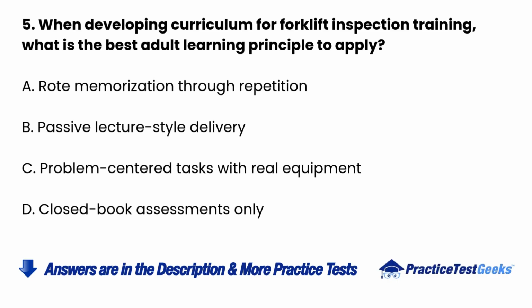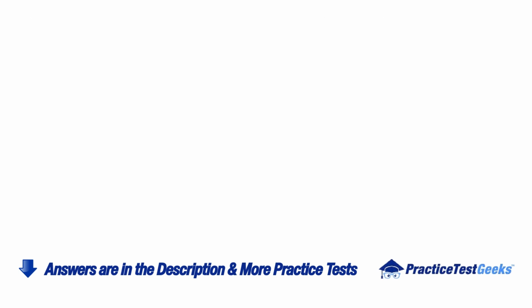5. When developing curriculum for forklift inspection training, what is the best adult learning principle to apply? A. Rote memorization through repetition. B. Passive lecture style delivery. C. Problem-centered tasks with real equipment. D. Closed book assessments only.